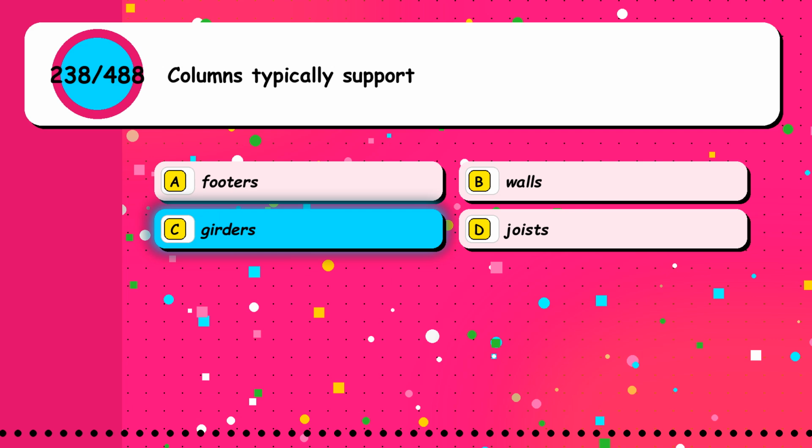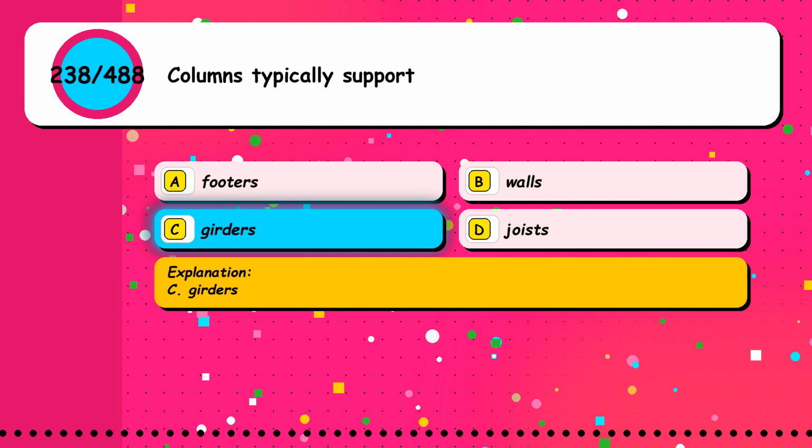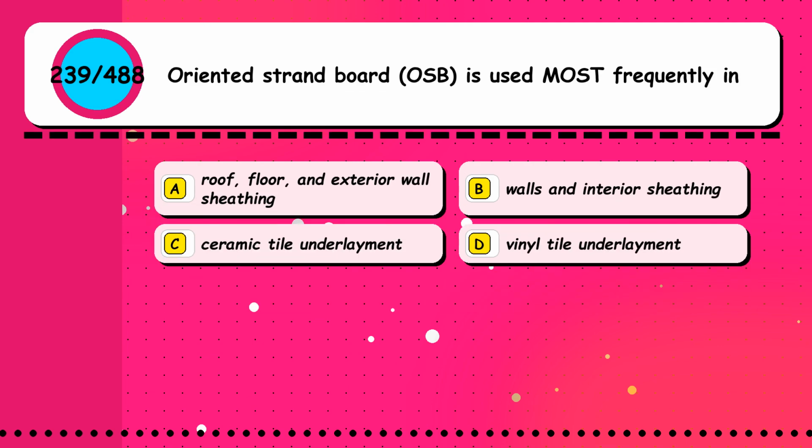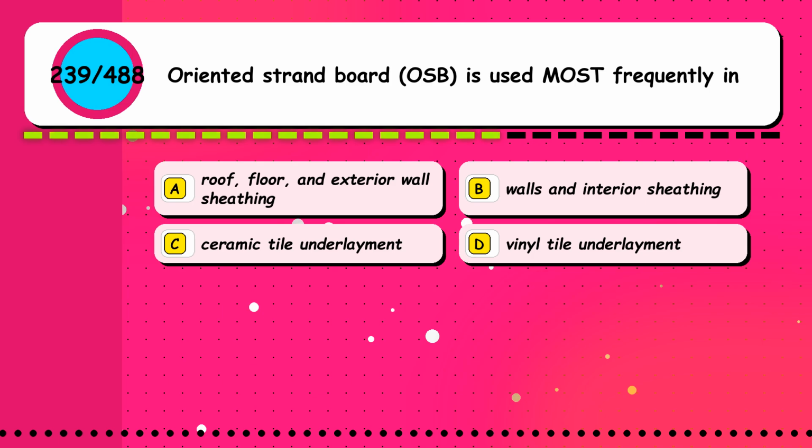The correct answer is option C, girders. Question 239. Oriented strand board, OSB, is used most frequently in option A, roof, floor, and exterior wall sheathing. Option B, walls and interior sheathing. Option C, ceramic tile underlayment. Option D, vinyl tile underlayment.